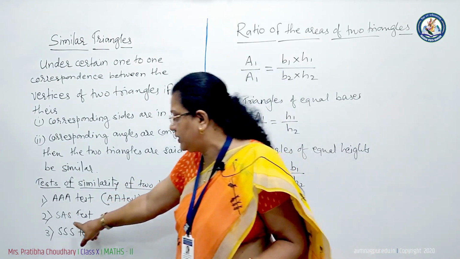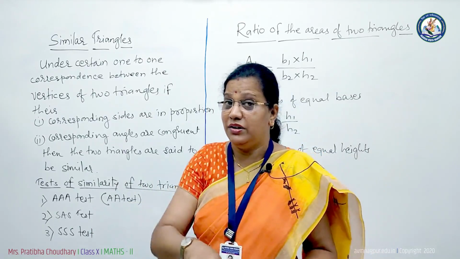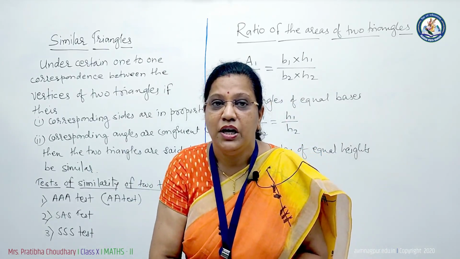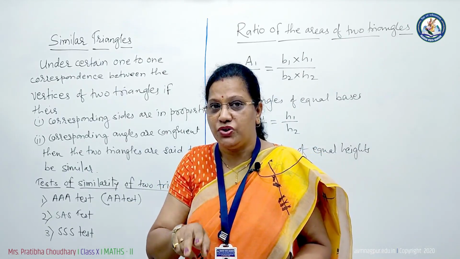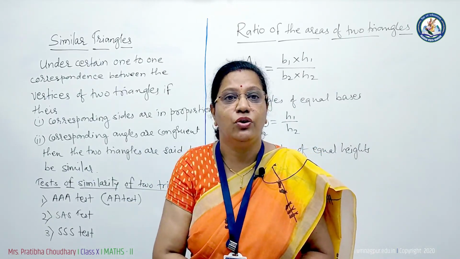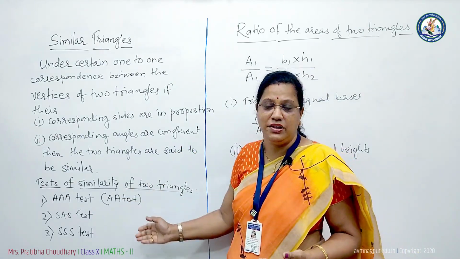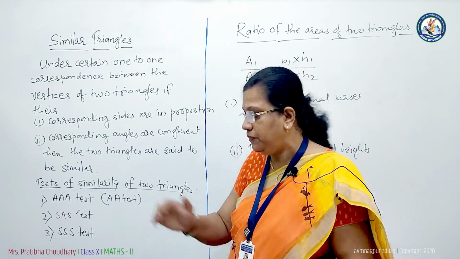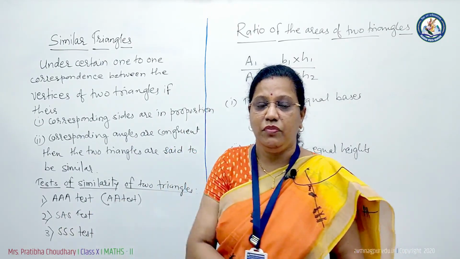Okay. Now we'll go for the second test, the SAS test. Here again under certain one-to-one correspondence, if 2 pairs of sides of two triangles are in proportion and their included angle is congruent, then we can say that the triangles are similar. SAS test.